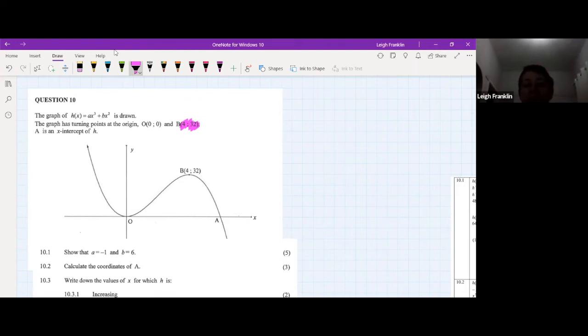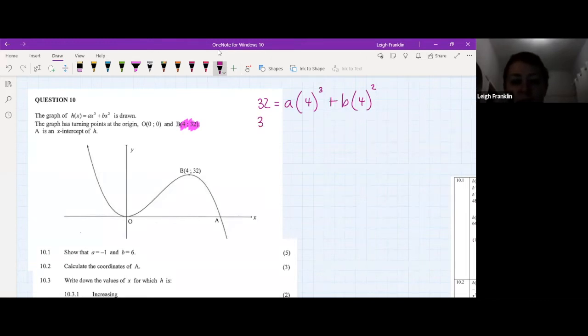Okay, and it is a point that we can plug into the equation. So we can treat it like a normal xy. That's the first thing I'm going to do: sub in the point into h of x. So 32, which is y, is equal to a, with x equal to 4 cubed, plus b, with x equal to 4 squared. This gives me my first equation by subbing in the point.